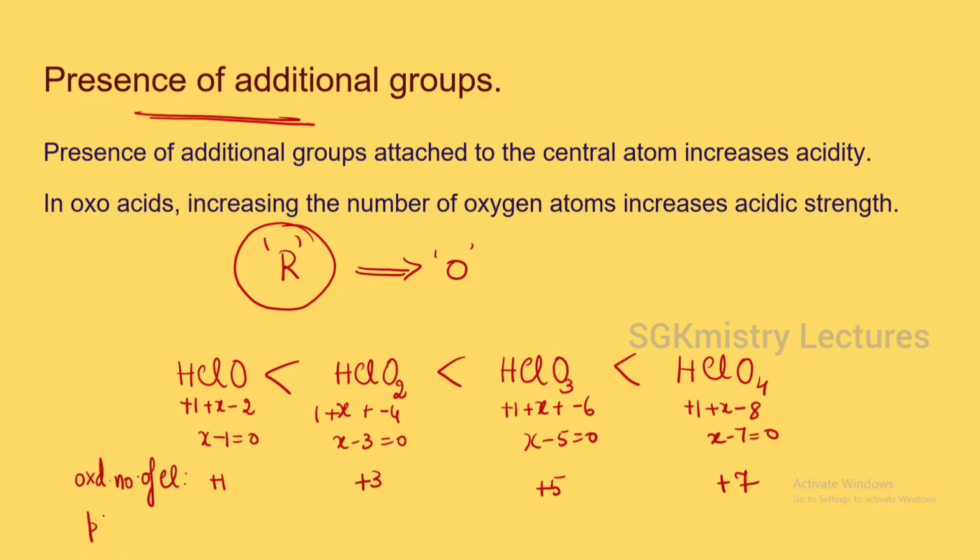Now, this is with respect to the oxidation number of chlorine. In the same way, if I take the pK values, we can observe that here it is 7.52, here 1.94, here it is -3, and here it is -10. So it is very clear that the lower the value of pK, the stronger the acid. You can see that in HClO4 the pK is very low, because of which we can say it is a very strong acid.